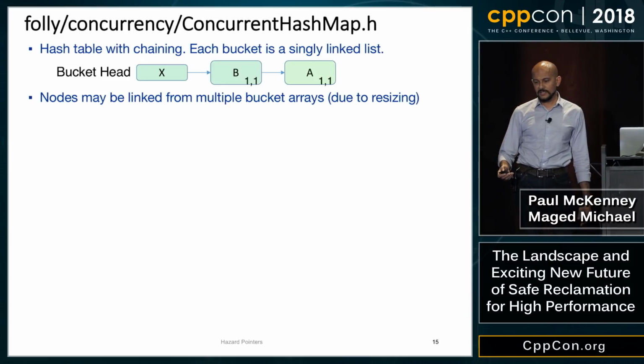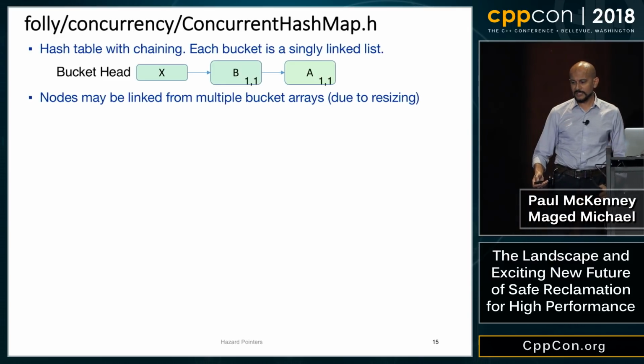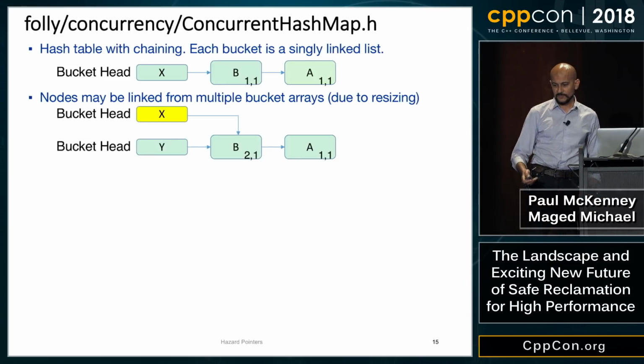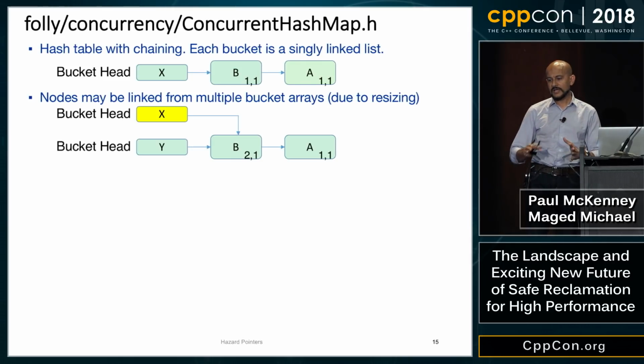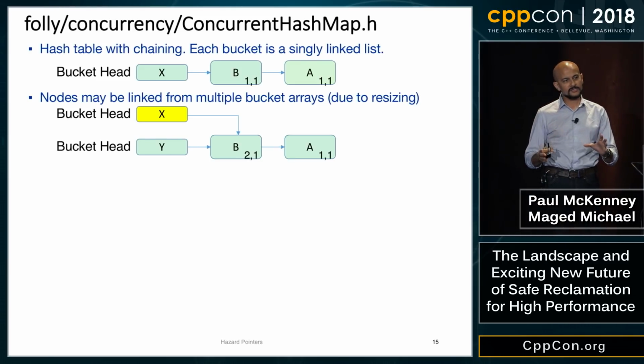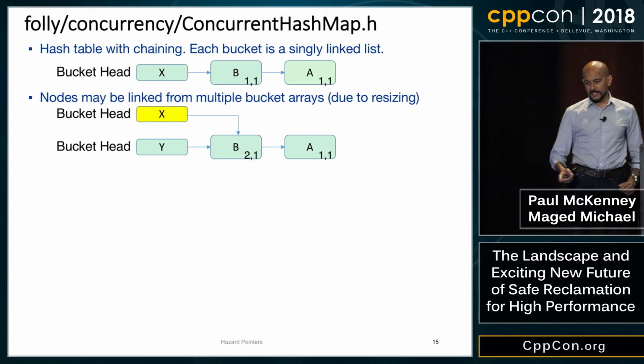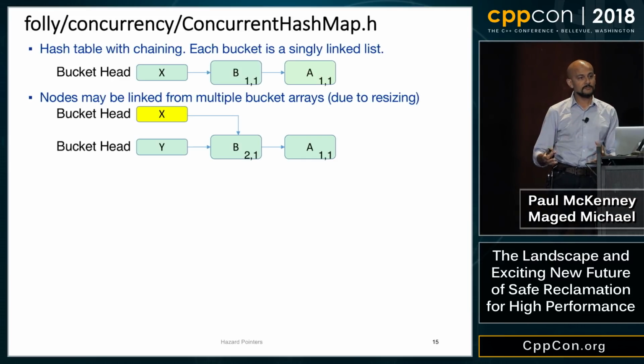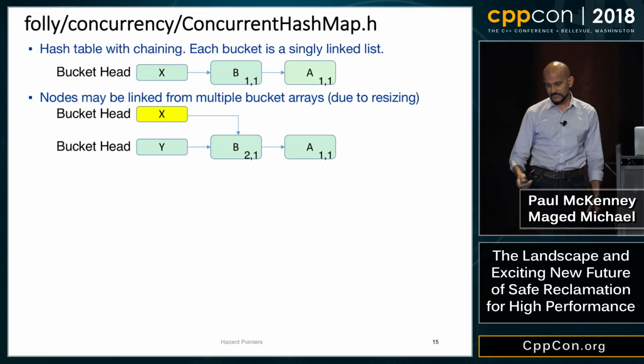Anyway, nodes may be linked from multiple bucket arrays due to resizing. So for example, let's say we resized and changed the bucket from X to Y, and now we keep links. Because we support iterators, we'll keep that bucket alive if there's an iterator protecting it. By the way, each iterator has 3 hazard pointers. So now you can see what happened here. B has a count of 2. There are 2 inbound uncertain links.